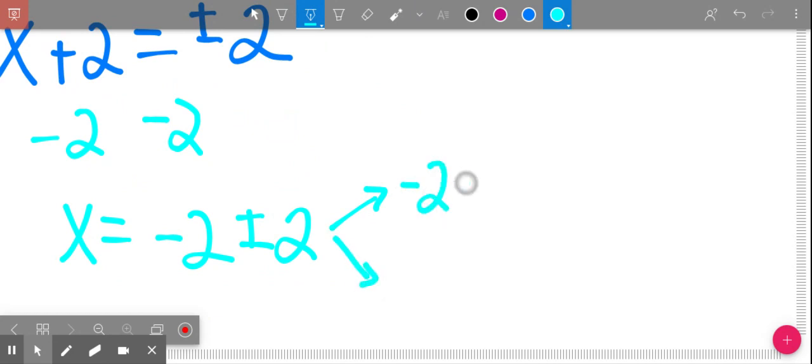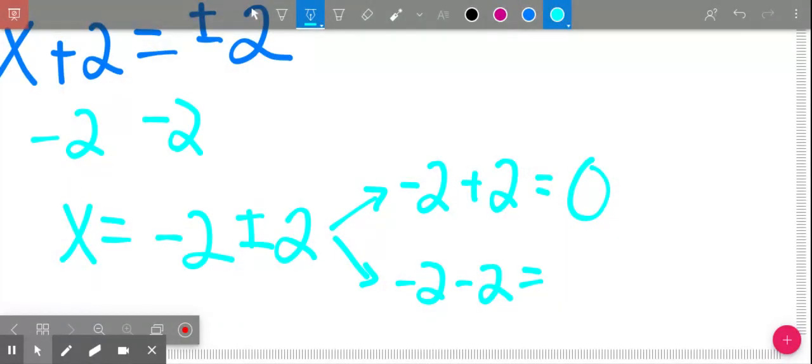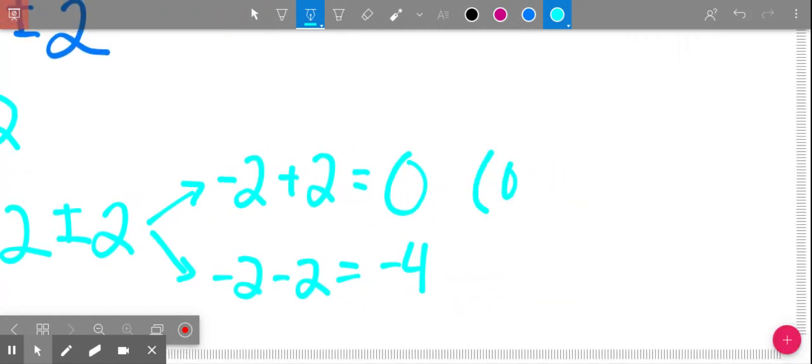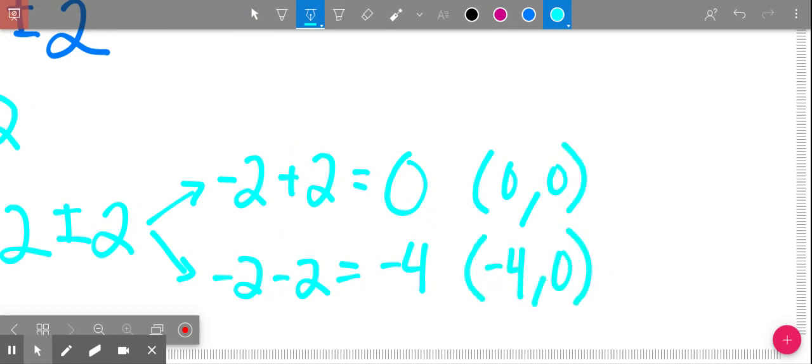So I'll have negative 2 plus 2, and then negative 2 minus 2. Well, negative 2 plus 2 gives me 0, and negative 2 minus 2 gives me negative 4. So our solutions are going to be (0, 0) and (negative 4, 0). All right.